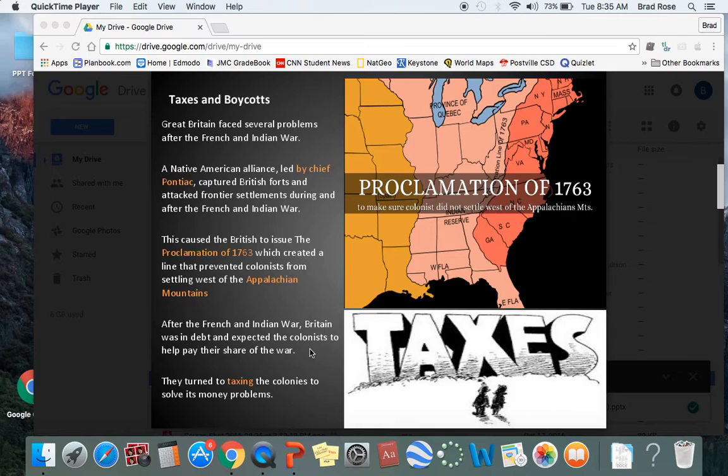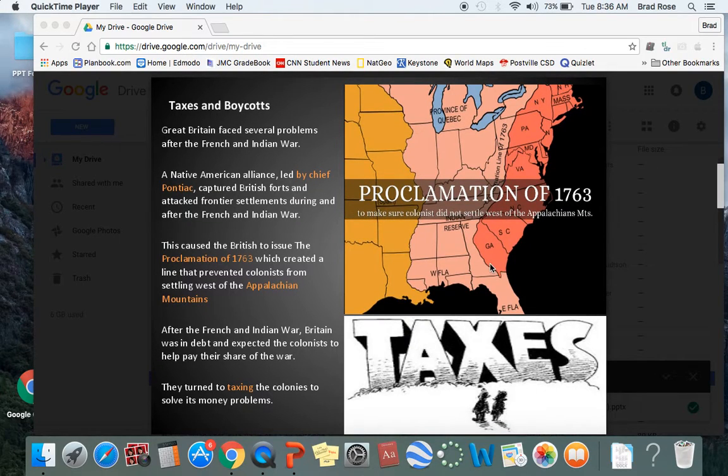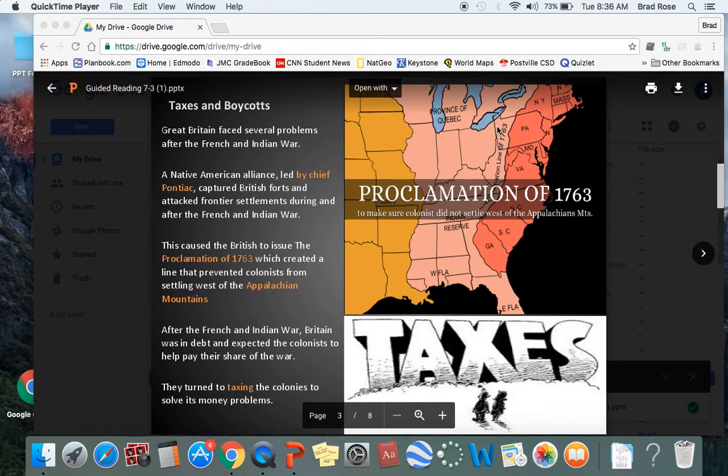We start off with the problems that Great Britain's facing after the French and Indian War. The big part of the French and Indian War that affected the Native Americans was the fact that all this land was now British territory, and that the Native Americans were not going to be treated as kindly as the French treated the Native Americans. The British are going to end their trade agreements. They're going to take advantage of the Native Americans, and they're going to try to keep expanding their territory west.